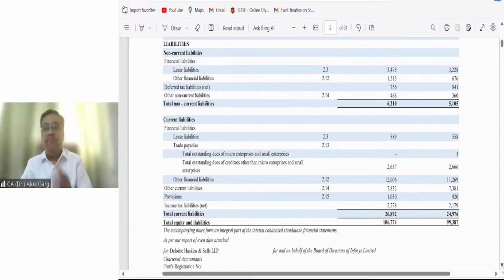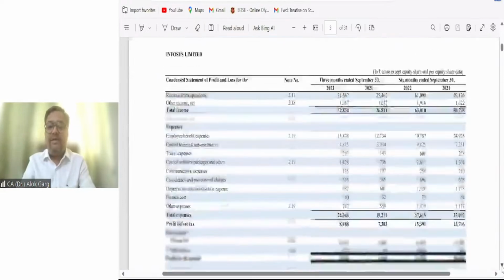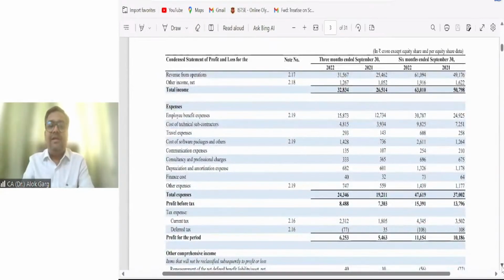Is that clear? But other companies, which I know, are not giving these notes to accounts. They are not giving the note referencing, or they are not giving all the notes in the interim financial statement, right? Infosys has given a few notes in the interim financial statement. But again, even in the notes to accounts, they have only given the breakup. They have not given the detailed disclosure, right? Is that clear, friends? So this is a condensed balance sheet. This is the condensed statement of profit and loss.